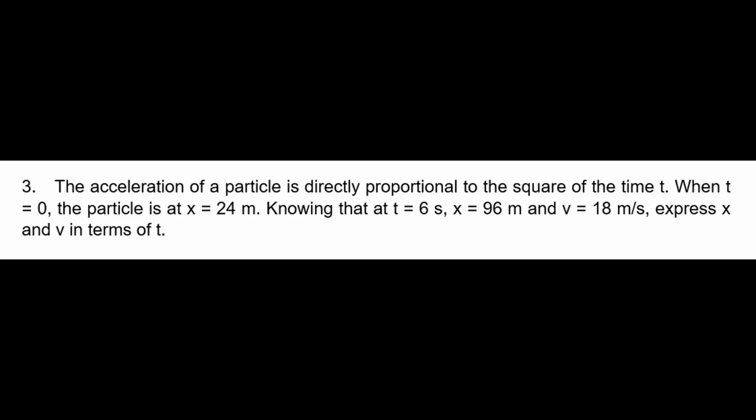For item number 3, the acceleration of a particle is directly proportional to the square of the time t. When t is equal to 0, the particle is at x is equal to 24 meters. Knowing that at time t equal to 6 seconds, x is equal to 96 meters, and velocity is equal to 18 meters per second. Express x and v in terms of t.